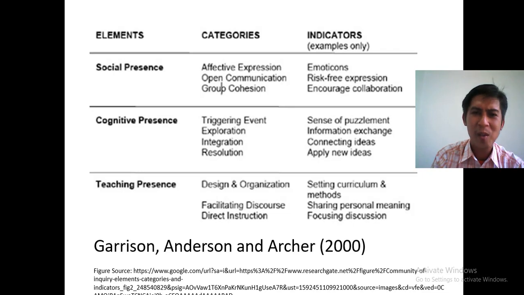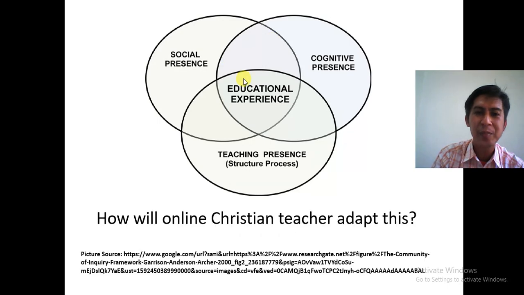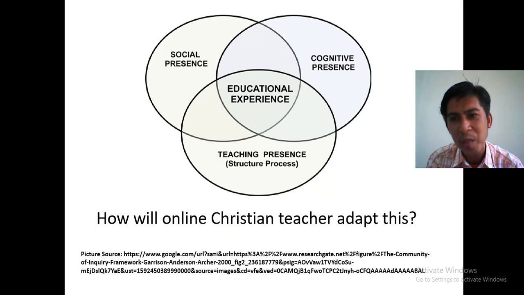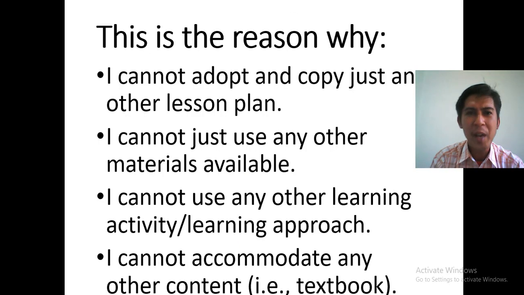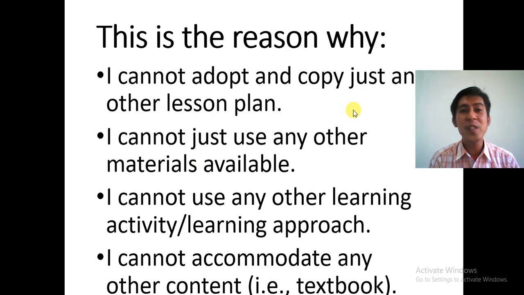These are very important when you design. See, the social presence, that's the educational experience of the student online. These are the elements that make the educational experience very, very meaningful. How will an online teacher adapt this? In fact, I critique this one because this is lacking. If I'm an online teacher, I don't just consider the social presence, the teaching presence, the cognitive presence. This is the reason why I cannot adopt and copy just another lesson.